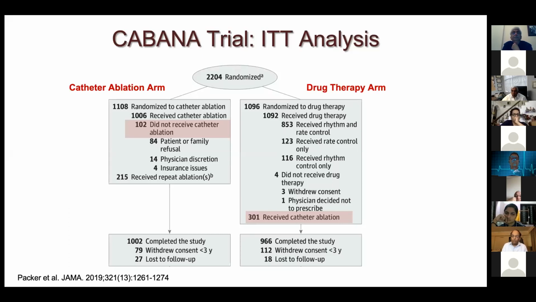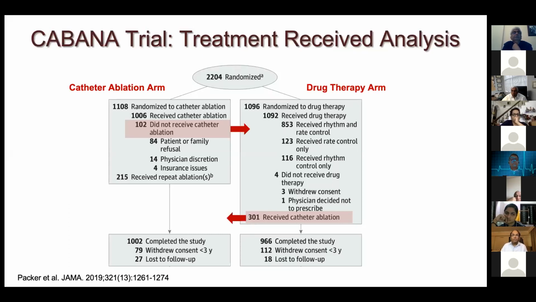significant difference. So they tried another analysis, which is called treatment received analysis, where what they did was that they clubbed the patients. Supposing in the drug therapy arm, 300 patients received catheter ablation, they were clubbed with the catheter ablation arm, and the patients who did not receive catheter ablation in the catheter ablation arm were clubbed with the drug therapy arm. So they tried on-treatment or treatment received analysis. So that was one thing that was done.